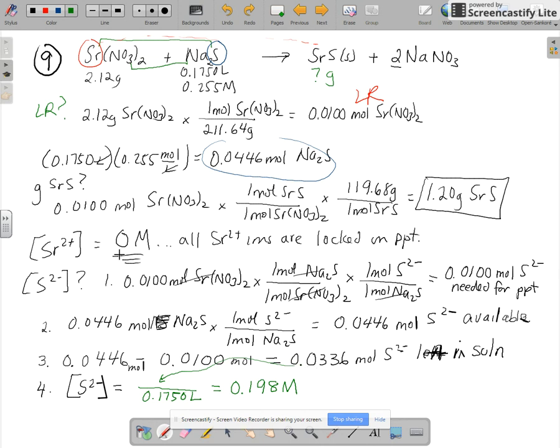So far we figured out the strontium 2+ is a limiting reactant. It's all locked in the precipitate. The sulfide 2-, the other part of the precipitate, some of it's locked in the precipitate, subtracted from what was available, that gave you what was left over. Divide that by the total volume, done. So the last part of this problem, this is by far the easiest part, is we have these spectators. So how do we handle that?